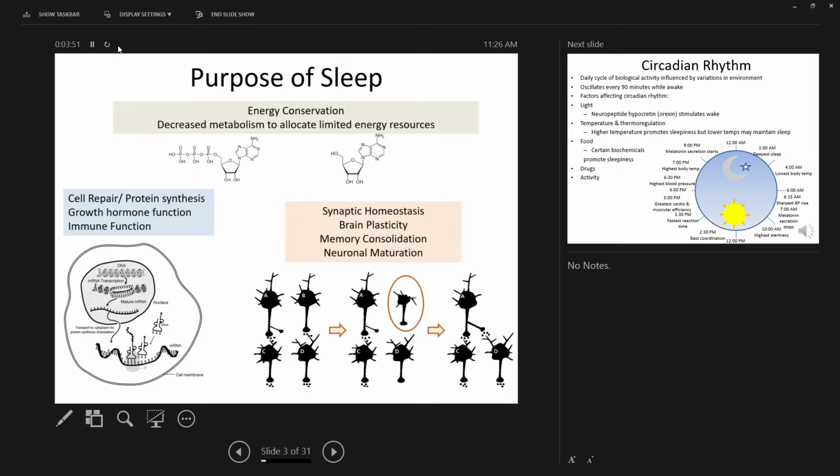And sleep is also important for neuronal maturation. So many of you probably noticed that infants will sleep a lot during the day, and that's because sleep is required for neuronal brain maturation.